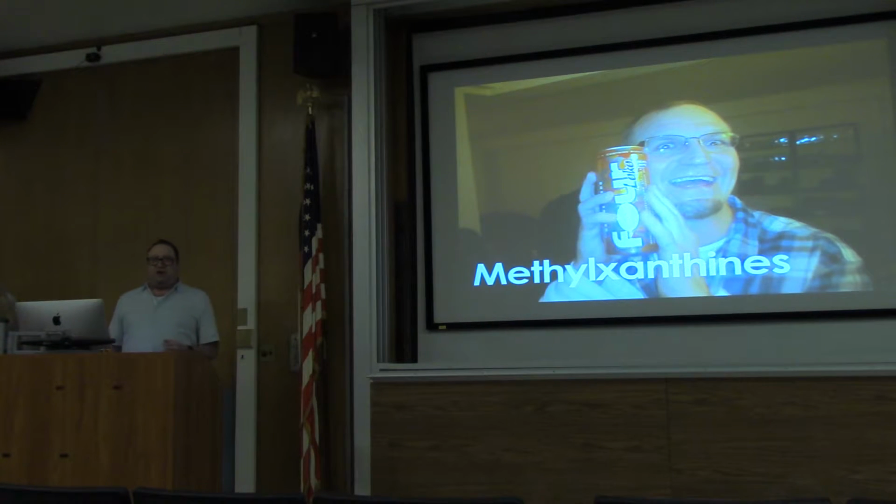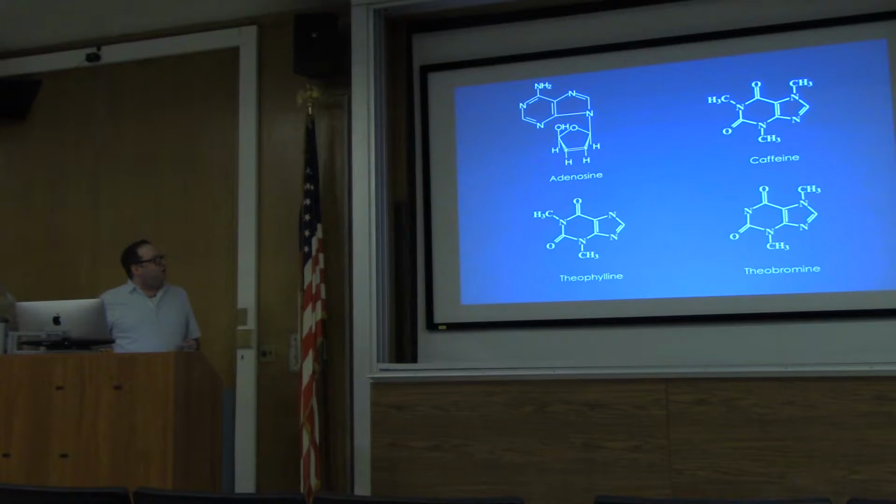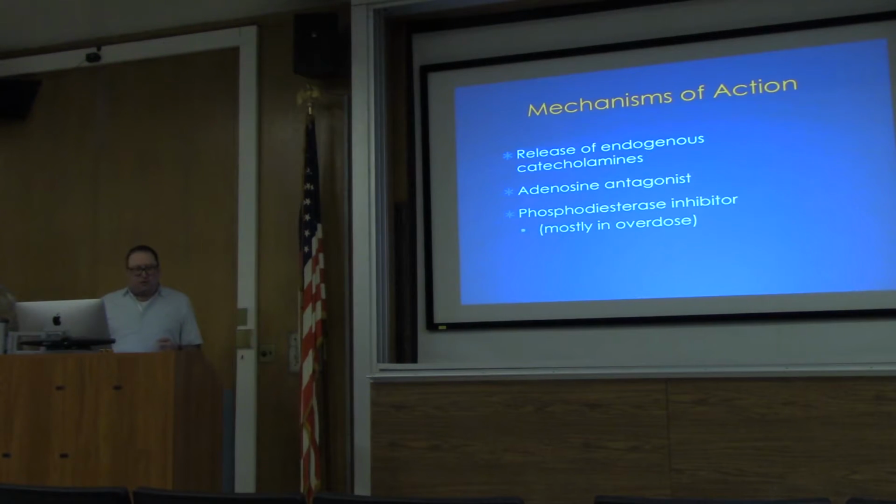I'll briefly talk about methylxanthines. I don't know if you all remember Michael Falk when he was here. But methylxanthines include caffeine, theophylline, and theobromine. And these are all drugs that have a lot of similarity to adenosine. And one of their mechanisms of action is that they're adenosine antagonists. And what that does is cause release of endogenous catecholamines. And that release of endogenous catecholamines is actually through adenosine antagonism, and I'll show you why that is in a second. They're also phosphodiesterase inhibitors, and that mostly occurs in overdose. It doesn't typically occur in a therapeutic dose.